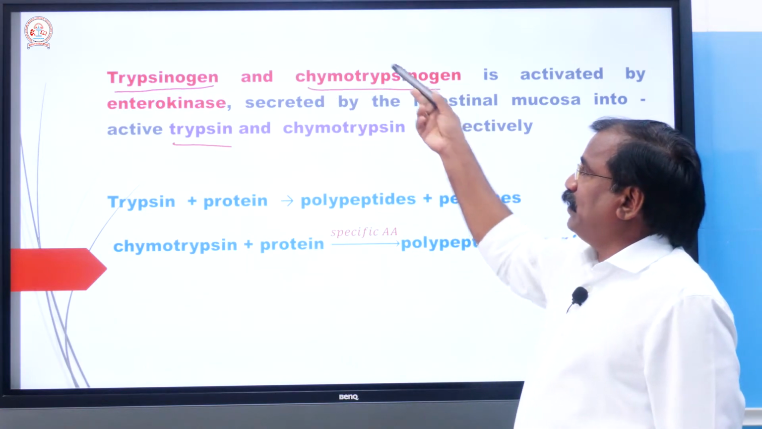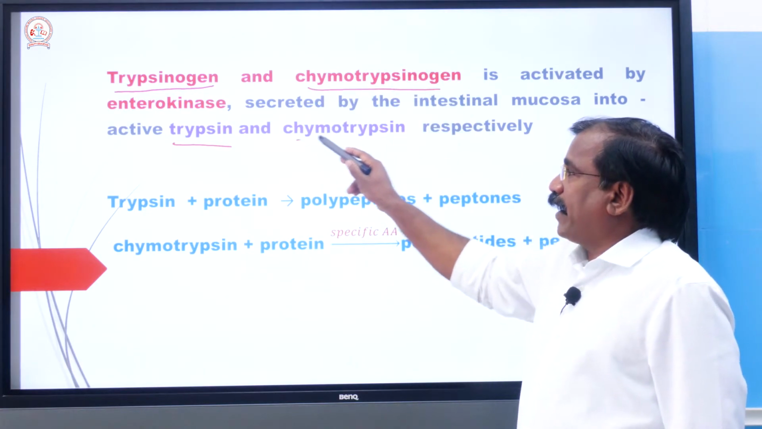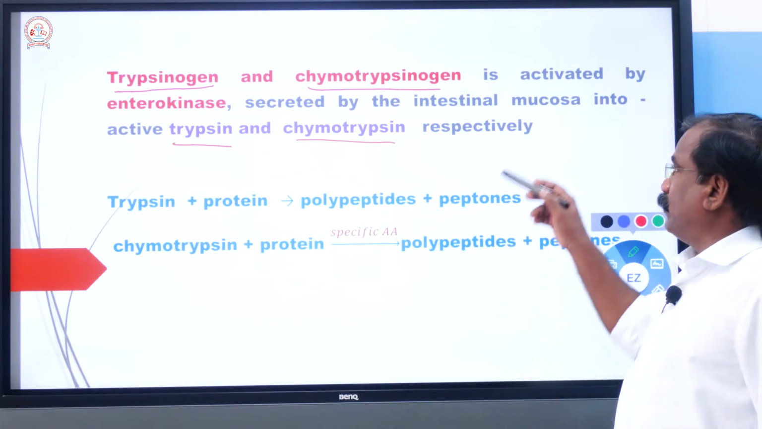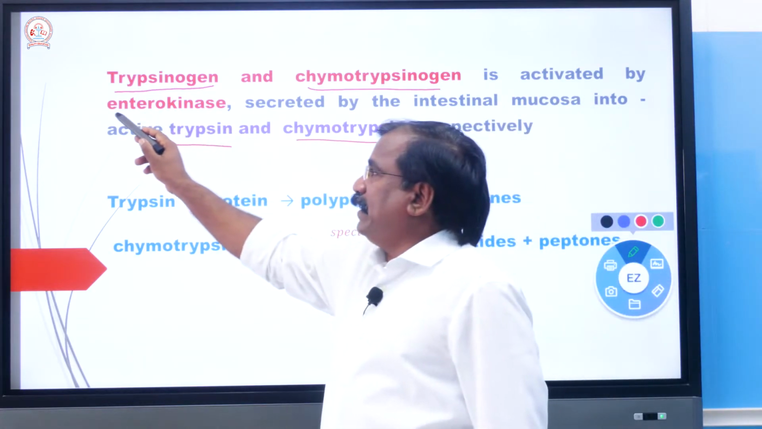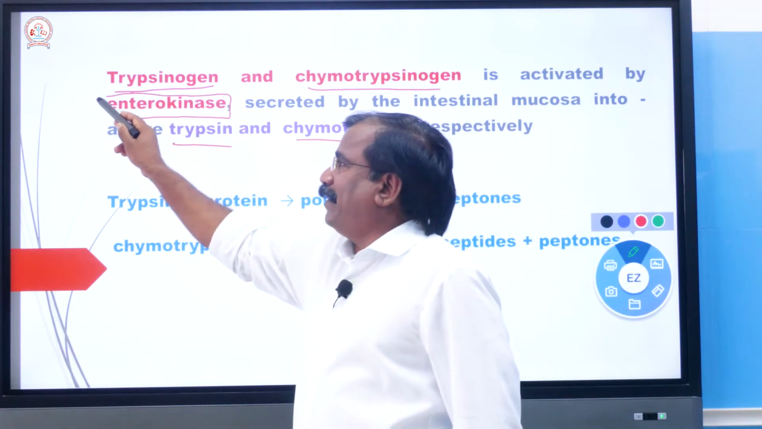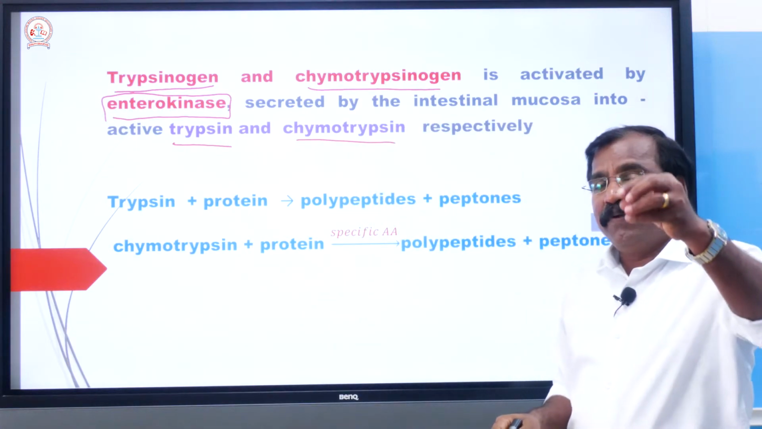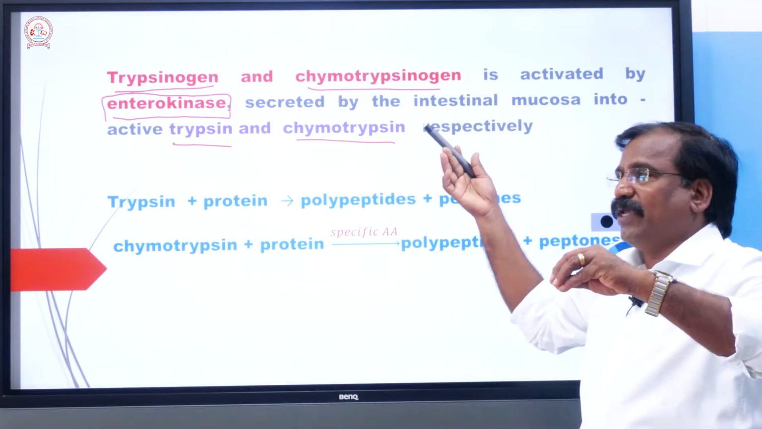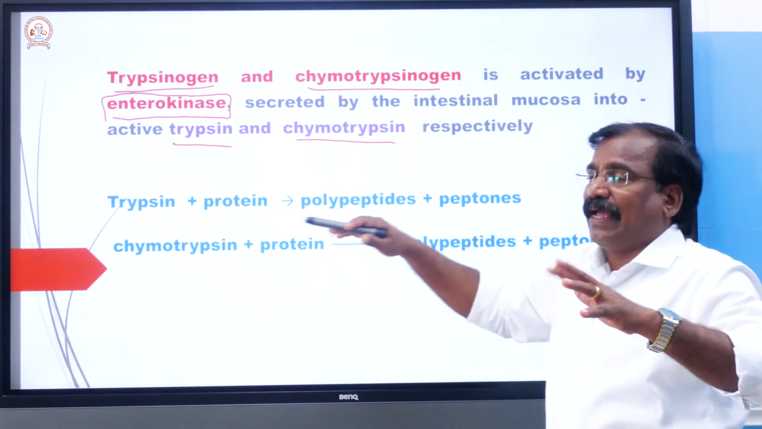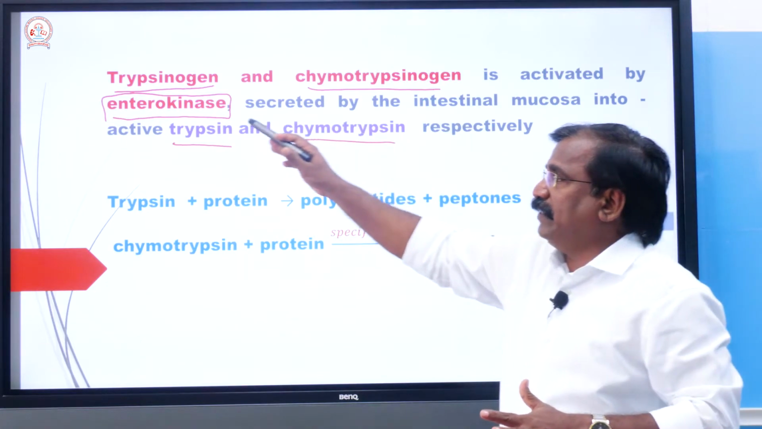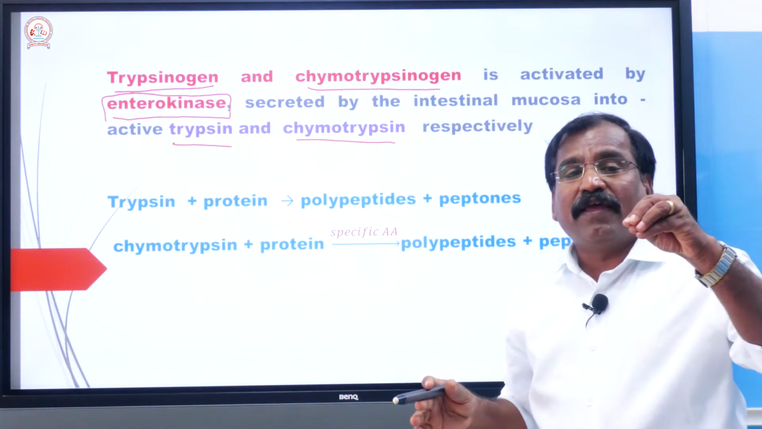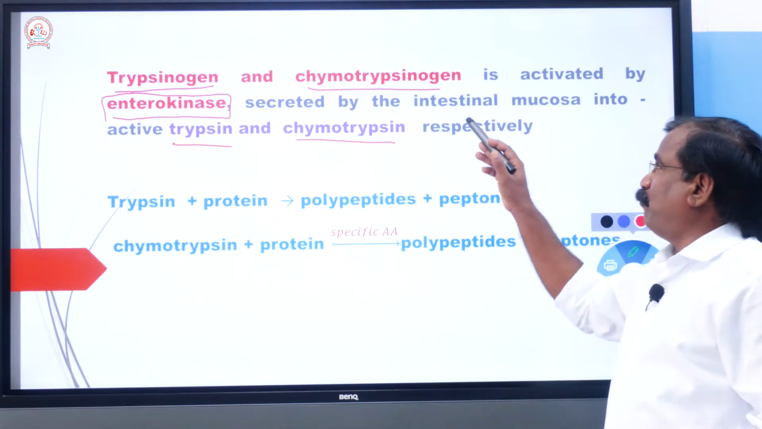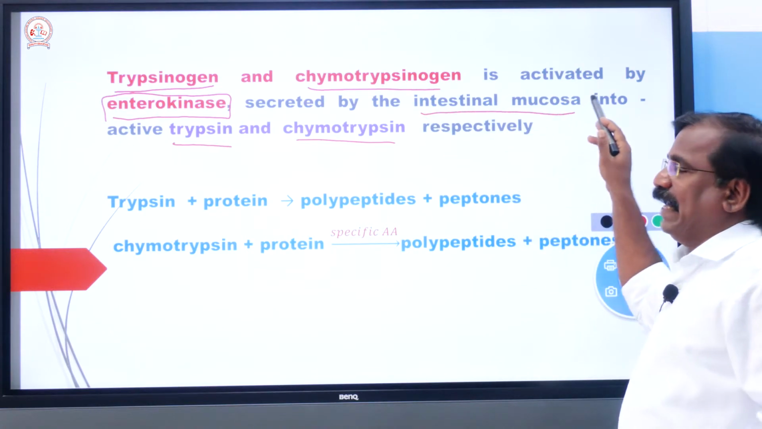Chymotrypsinogen, this precursor, is converted into chymotrypsin by an enzyme called enterokinase. Very important MCQ: the precursor enzymes trypsinogen and chymotrypsinogen are converted into trypsin and chymotrypsin by the enzyme known as enterokinase, which is secreted by the intestinal gland.